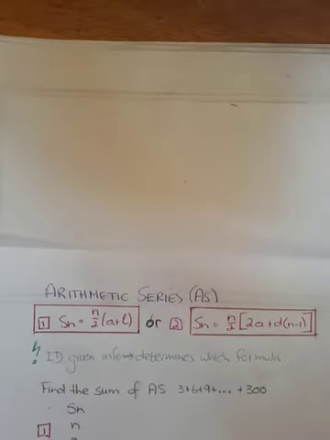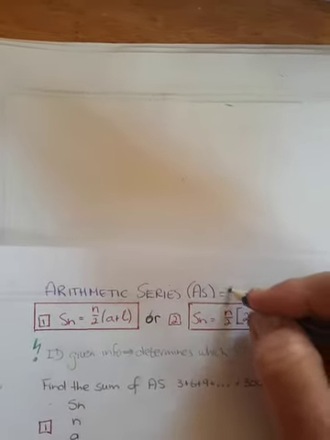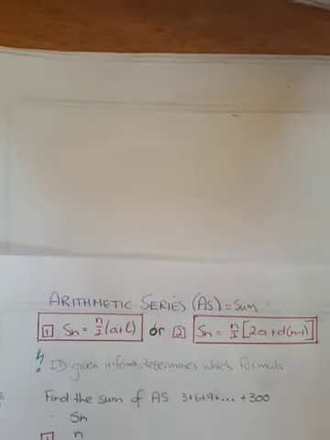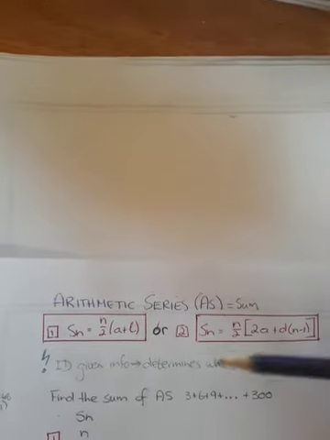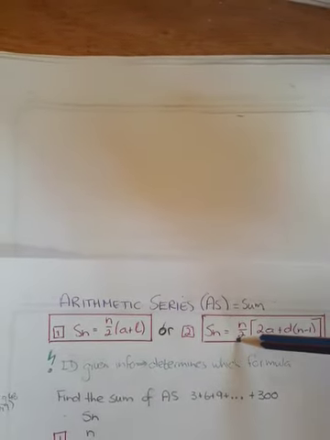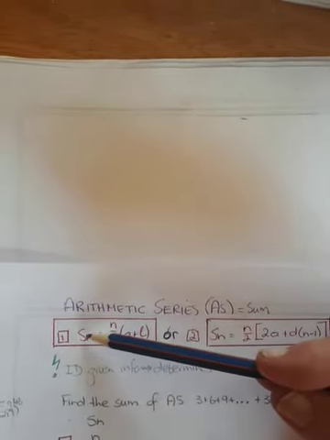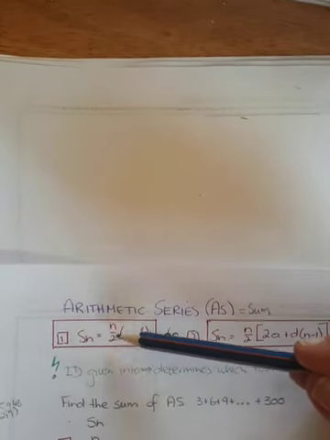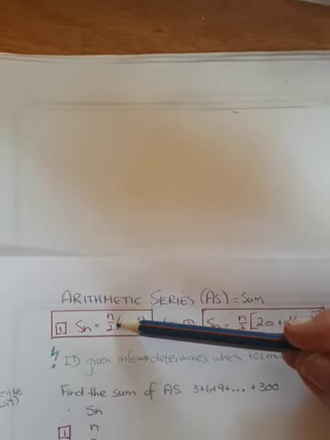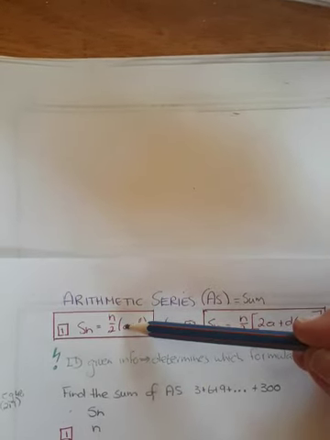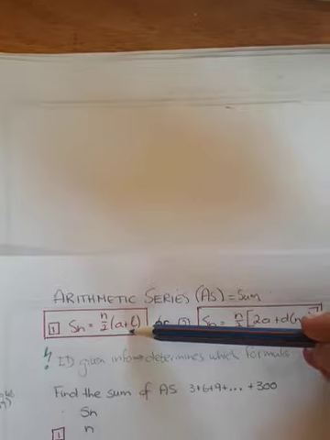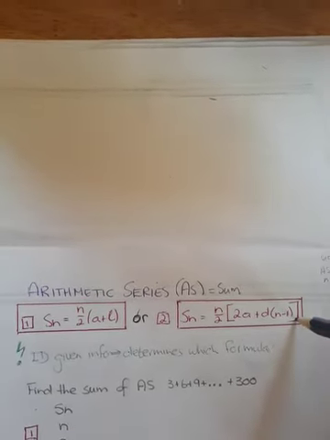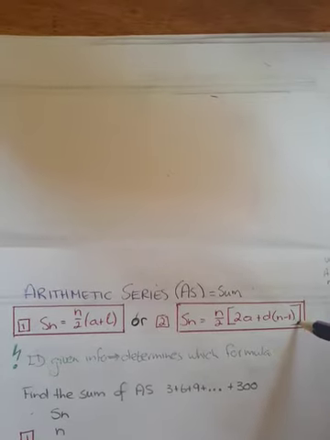Arithmetic series. Yes, we are working with the sum of terms in an arithmetic series. We have got two different equations. Remember, the first one is the sum equals the position divided by 2 multiplied with the sum of the first and the last term. We, however, have a second possible formula, and we must know both in this case.